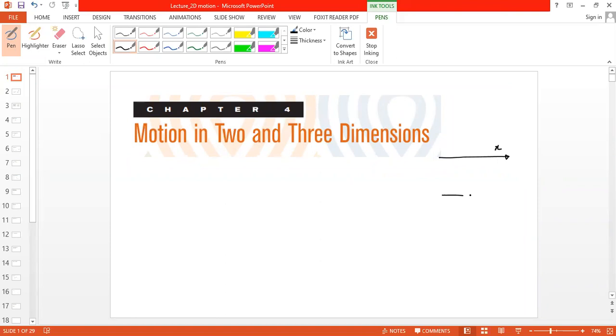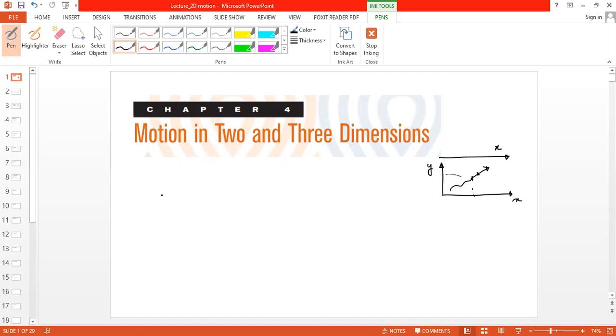2 dimensions means if you consider 2 axes, like the x-axis and y-axis, and an object is traveling this way. In this case, the motion is 2-dimensional motion. That means the motion at every point has 2 components: one is the x component, the other is the y component. Basically the space is 3-dimensional, so motion is mostly 3-dimensional motion. Now let's see how the different quantities related to motion are defined in the case of 2-dimensional or 3-dimensional motion.